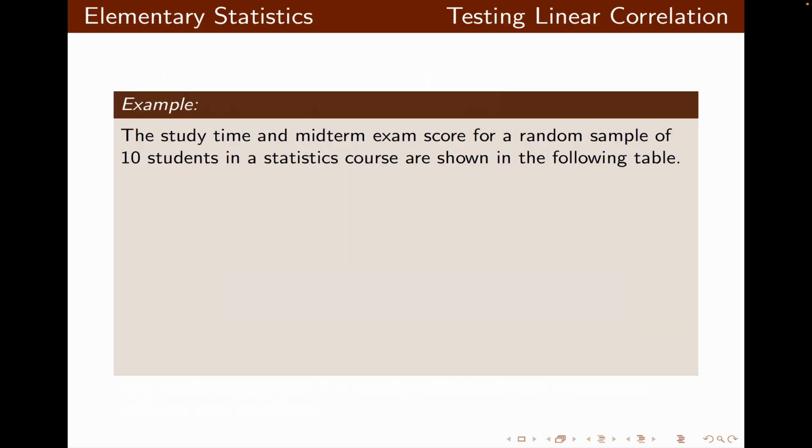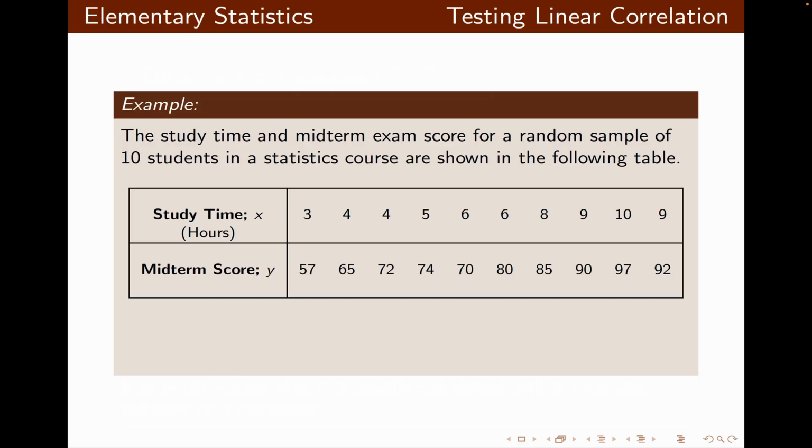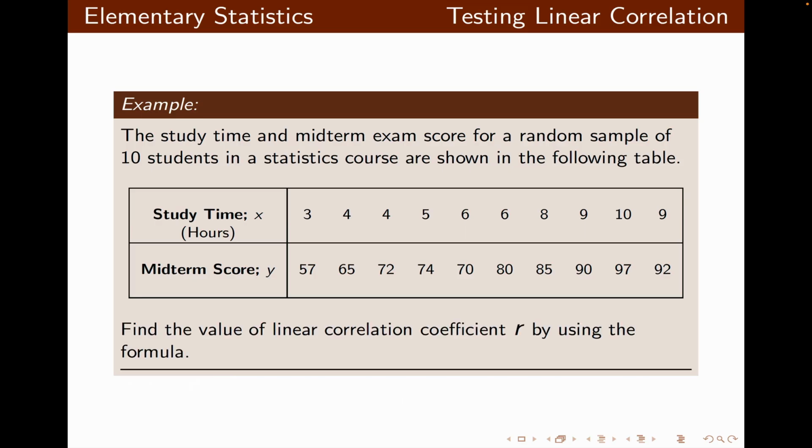In this example, the study time and the midterm exam scores for a random sample of 10 students in a stat course are shown in the following table. So a student studied 3 hours, got 57. A student studied 4 hours, got 65. Another student studied 4 hours and got 72, and so on and so forth. We want to find the value of the linear correlation coefficient r by using the formula.